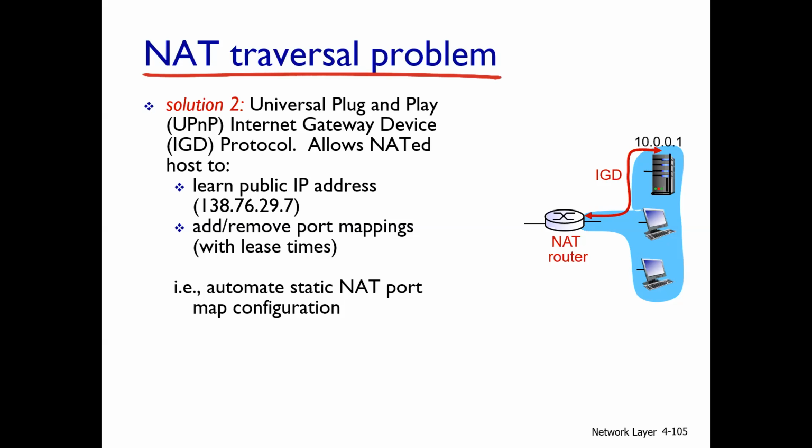उसमें ये है कि आपके पास you have a protocol called the Internet Gateway Device Protocol, IGD protocol, and what that allows for is a NATed host to learn the public IP address. So एक host यहाँ पे NAT के पीछे है, it's a NATed host. Using this protocol, it learns that what is the public IP address, 138.76.129.7, and it can add and remove mappings in the table, forwarding table, जिसके ज़रिए से someone from outside can then connect to here and get forwarded to here directly. So that is through the use of this IGD protocol.